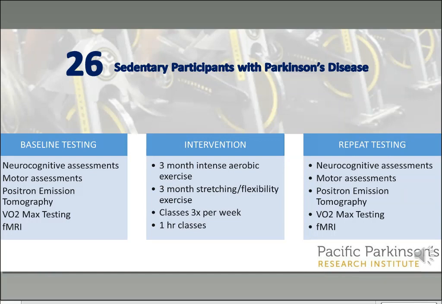After completing 3 months of either the intense aerobic exercise program or the stretching and flexibility exercise program, all participants repeated that initial testing again to look at changes in brain function and examine the cause of any brain chemistry differences that we saw in people with Parkinson's versus the healthy controls.